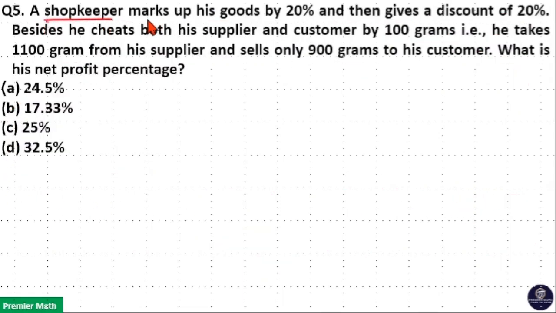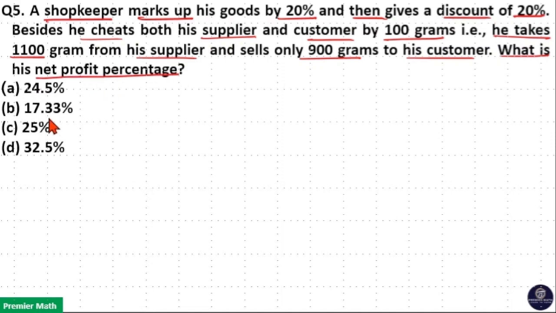A shopkeeper marks up his goods by 20%, then gives a discount of 20%. Besides, he cheats both his supplier and customer by 100 grams. That is, he takes 1100 grams from his supplier and sells only 900 grams to his customer. What is his net profit percentage?